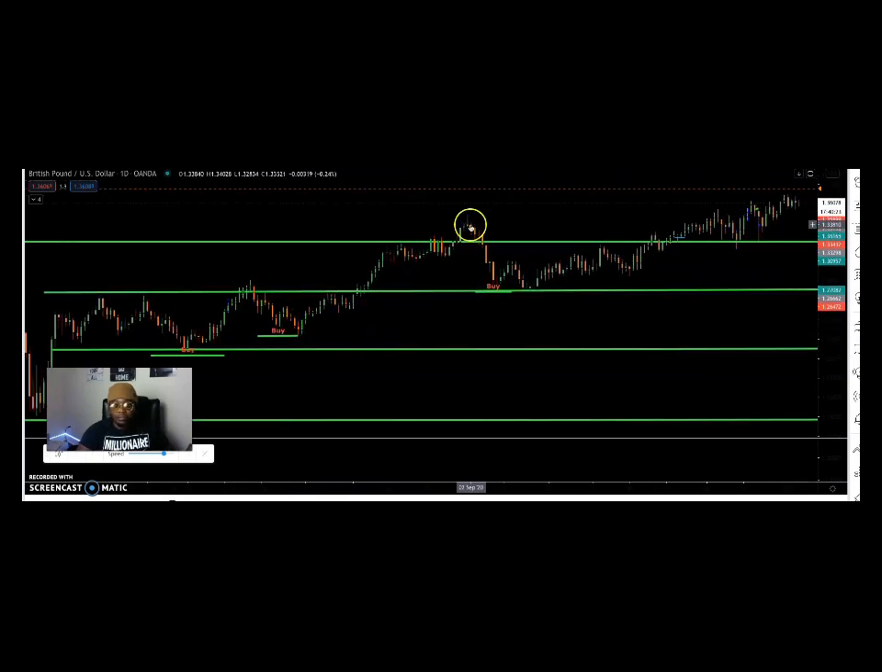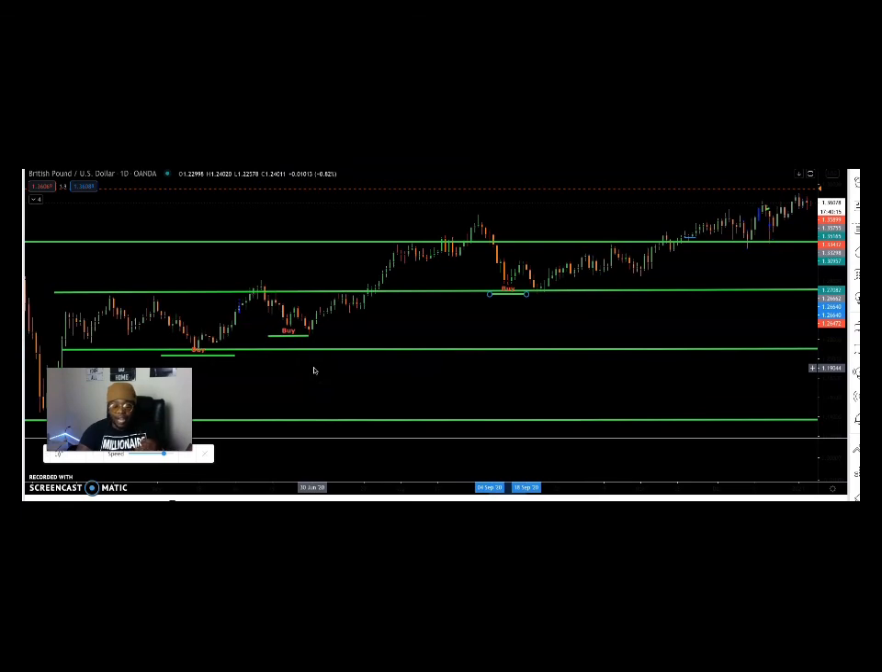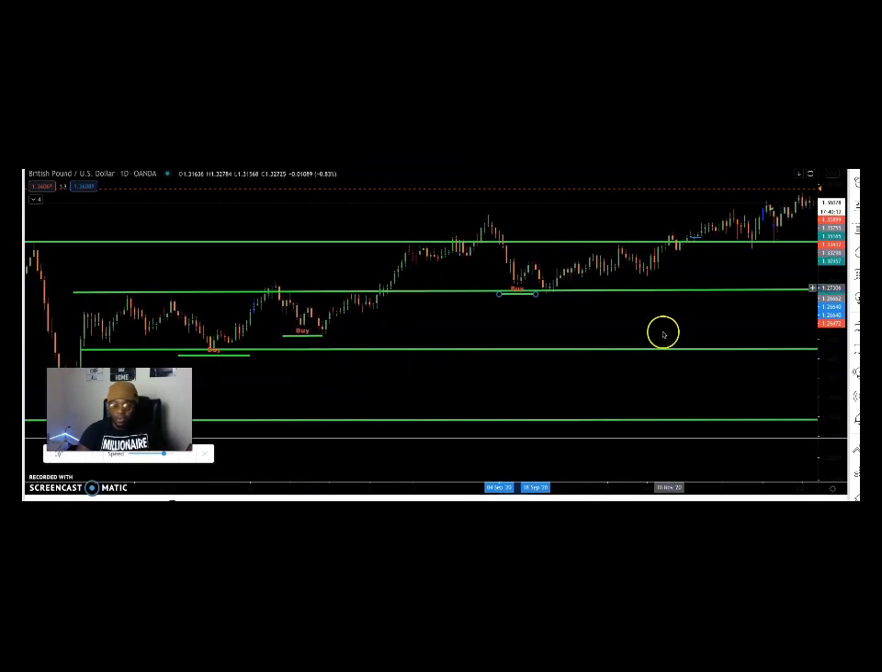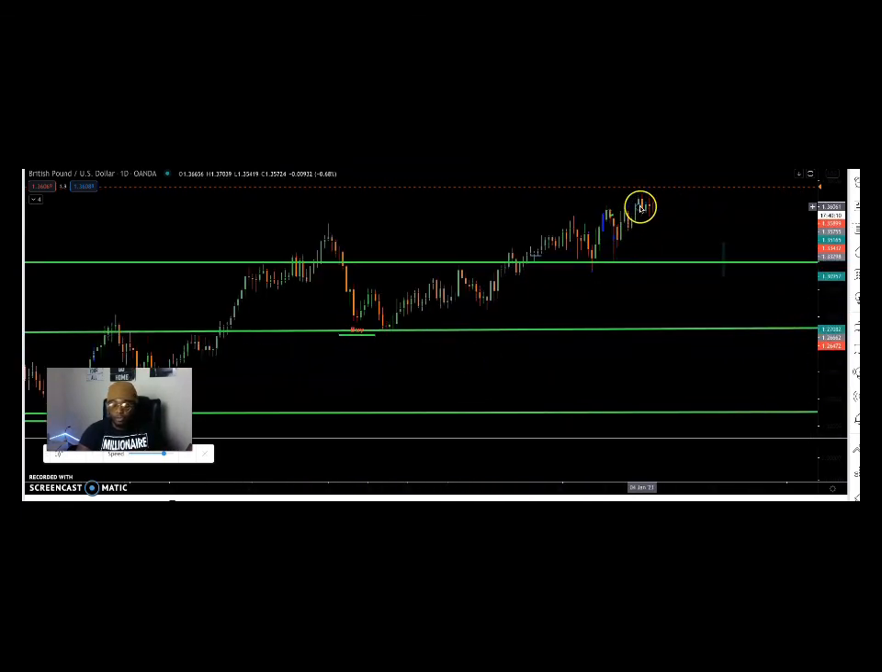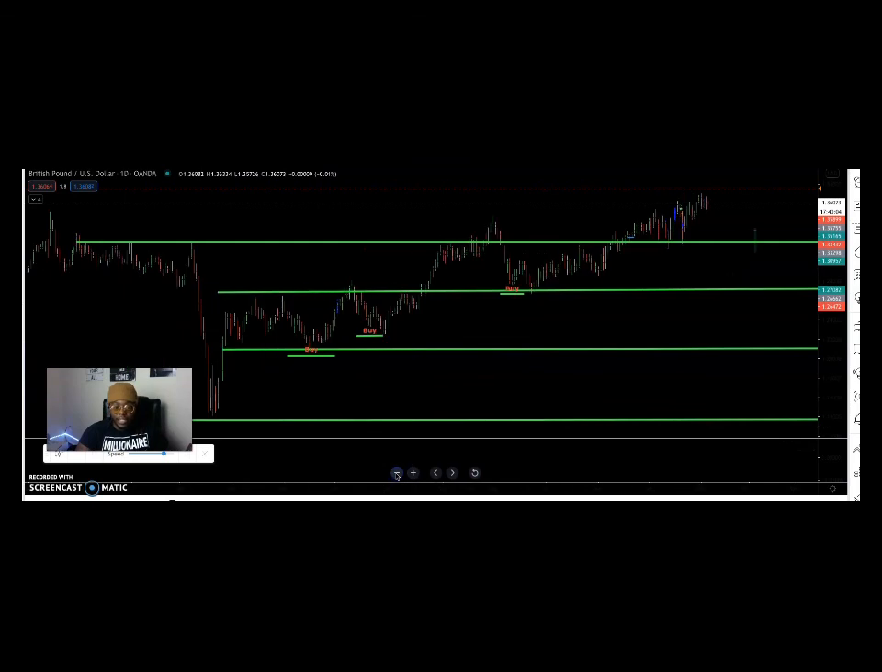All right, shot up, retraced again. You could have got in right here or right here. So you're in 1, 2, 3, and depending on your lots and depending on how many entries, this would have been a great move for you. Just off of you using nothing but a naked chart with trend lines.